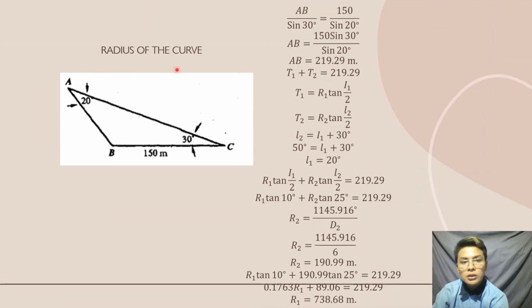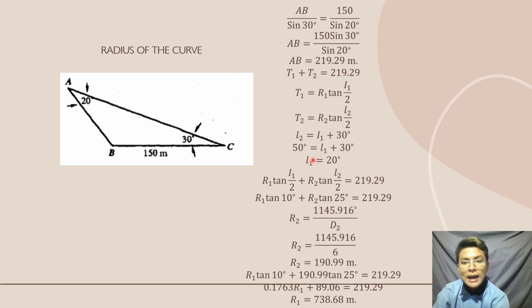By getting the radius of the curve, we must first get the length of the common tangent AB. By using the formula AB divided by sine 30 equals 150 divided by sine 20. So cross method, we will get AB is equal to 219.29 meters.